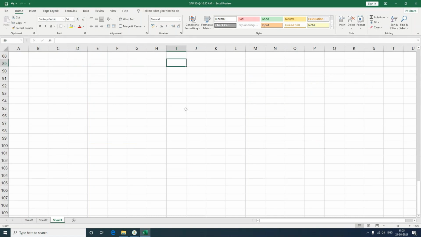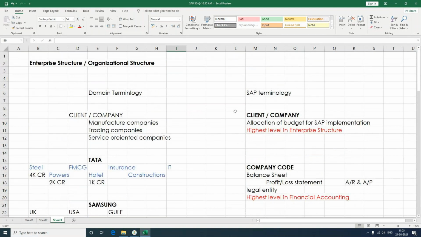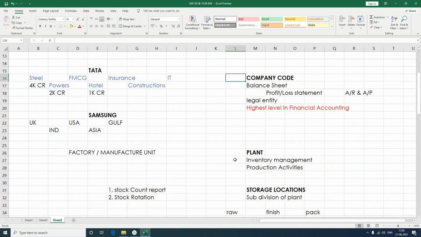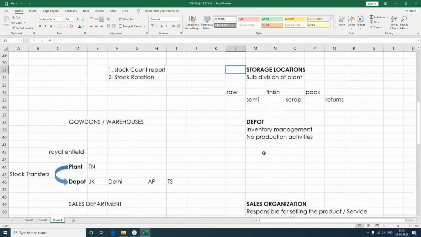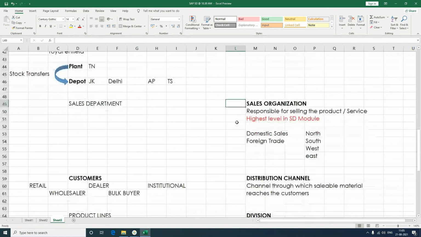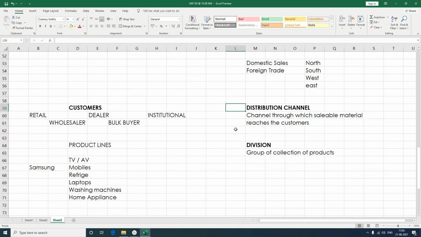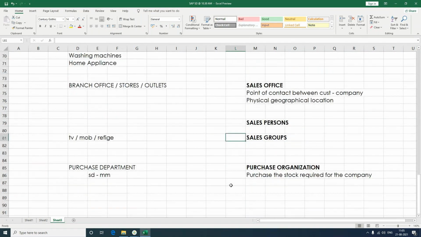So what all things have we discussed as of now? We looked into these terms: what is the meaning of client and the company, company code, plant, storage location, depot, sales organization, distribution channel, divisions, sales office, salespersons, sales group, purchase org. Okay.